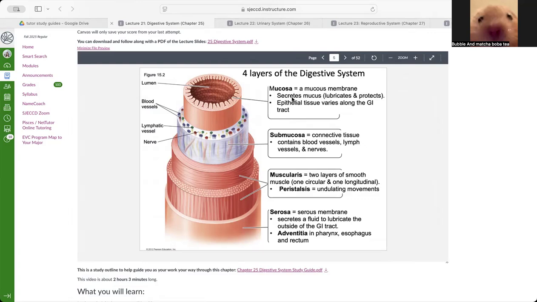While adventitia is what you use when it's not serosa. If it's not serosa, then it's adventitia. It's in things like the esophagus, because you don't want things to anchor in place, so you use adventitia.